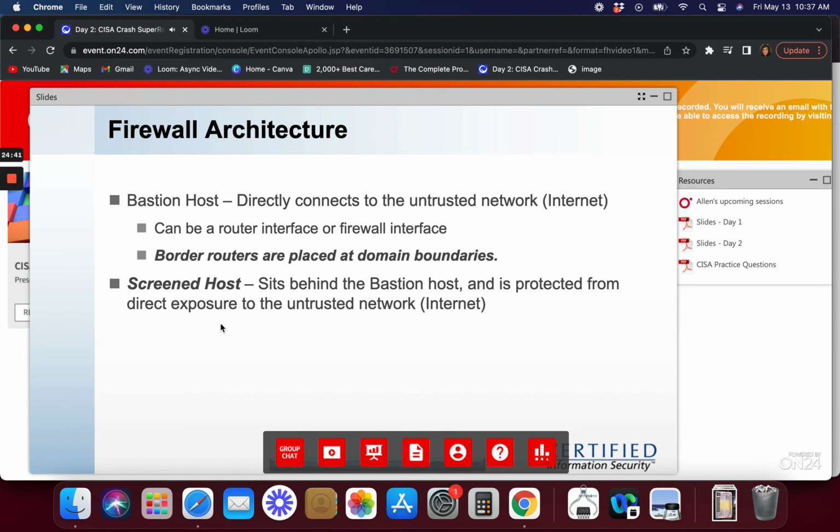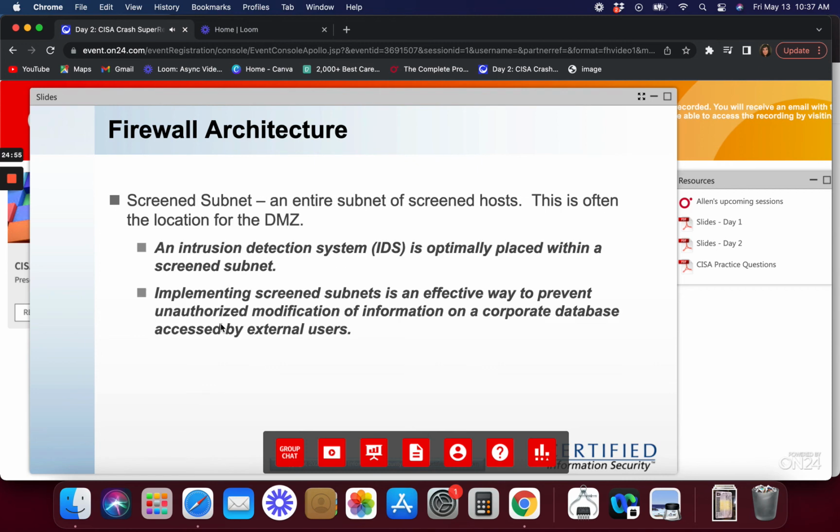Now then, anything behind that bastion host, if it's performing screening like a firewall does, the host behind that bastion host, protected by that bastion host, would be called screened hosts. And if you have a whole network of screened hosts behind that packet filter, or that firewall, that filtering bastion host, why, they would be said to be in a screened subnet.